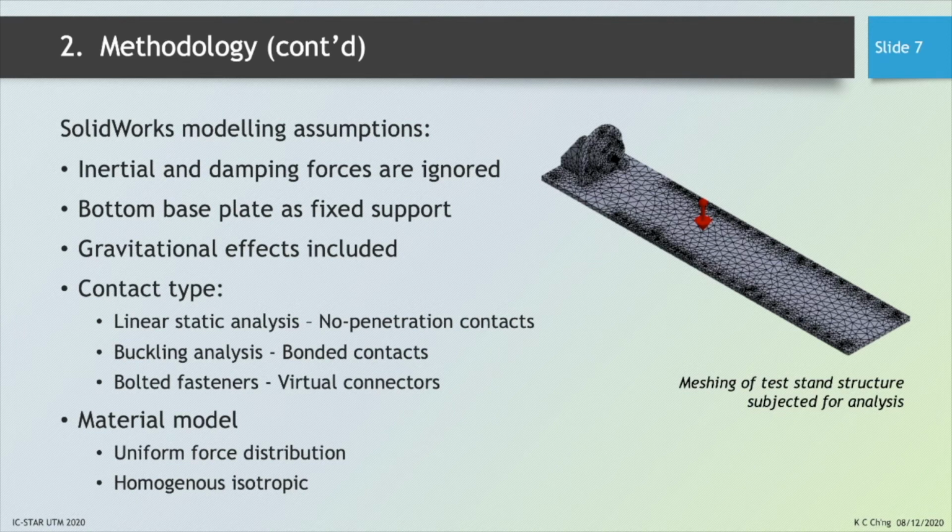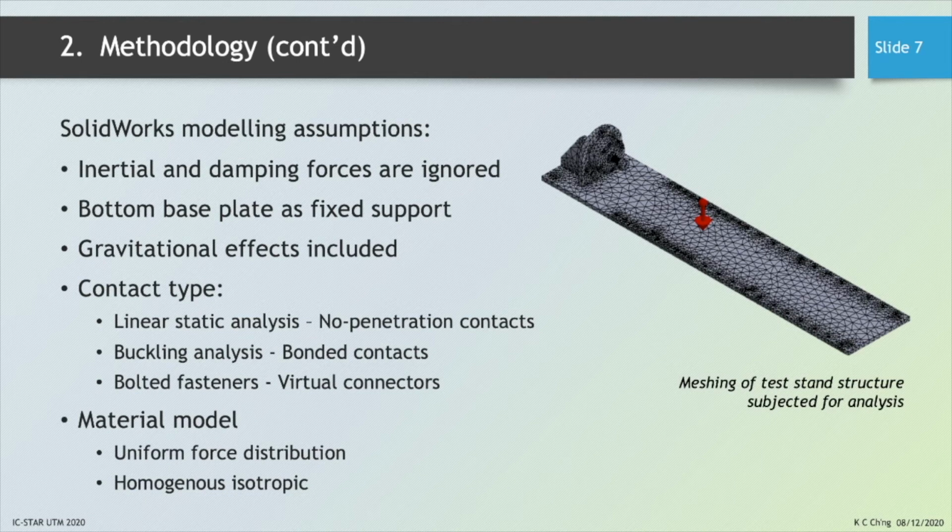One major assumption for the material model is that the force distribution will be uniform over the surface contact, while the material used for the test structure will be ideally perfect, which is homogeneous isotropic. On the right shows the meshing of the test stand structure subjected for analysis.